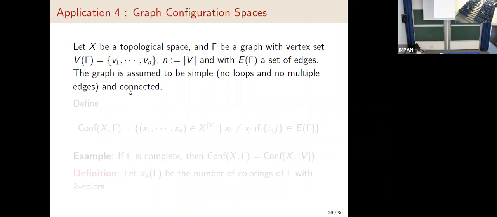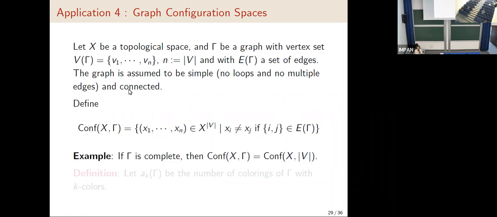Less classical is maybe graph configuration spaces. I want to talk about this and also about orbit configuration spaces. I don't know if you've seen this construction, which I really like, the graph configuration space. So what is that? If you have a graph, with a certain number of vertices and edges, you take the tuples x1 up to xn, where n is the number of vertices, as many entries as vertices, and you require xi not equal to xj if ij is an edge. So, for example, if the graph is complete, you get the configuration space.